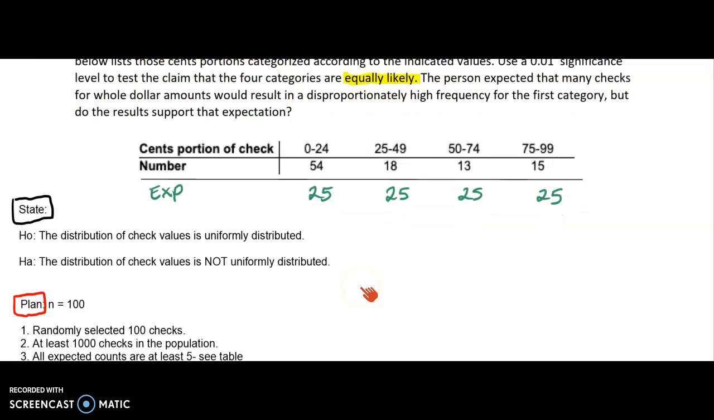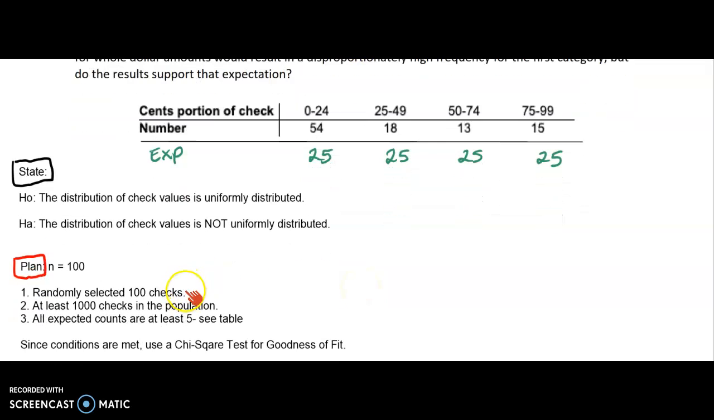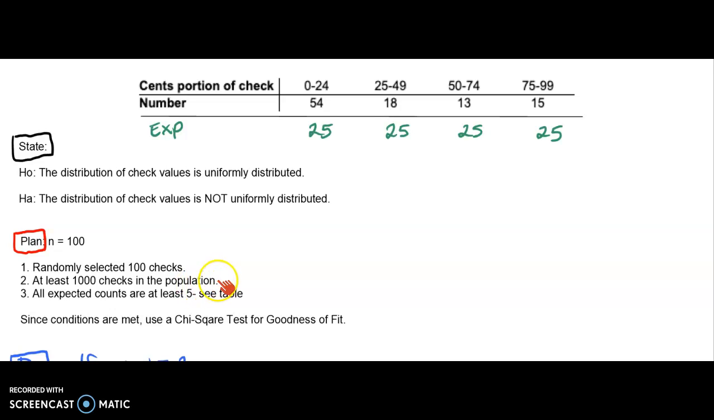All right, well, in my plan step, we randomly selected 100 checks, and it is reasonable to assume there's at least 1,000 checks in the population. And lastly, you can see here in this EXP, my expected distribution, all expected counts are at least 5, so our large counts condition is met. And since all 3 conditions are met, I'm going to use a chi-square test for the goodness of fit. Now notice this isn't for a one sample proportion or for the difference of proportions.